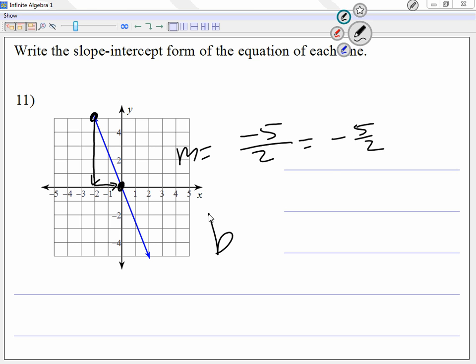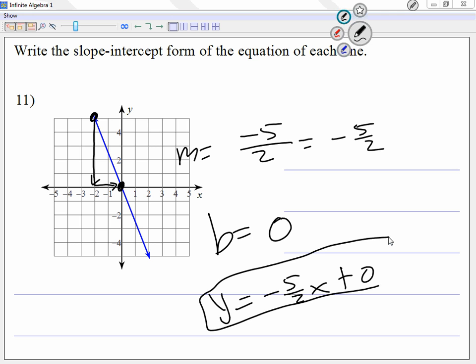Now your y-intercept, the point where you begin, is looking on the y-axis. You look for what's the value of y when you cross the line. So basically there. The y value is 0. So my equation of the line will be y equals negative 5 over 2x plus 0. If you guys think, well, plus 0 does nothing, I just want to write this as y equals negative 5 over 2x, I'll be okay with it as well.